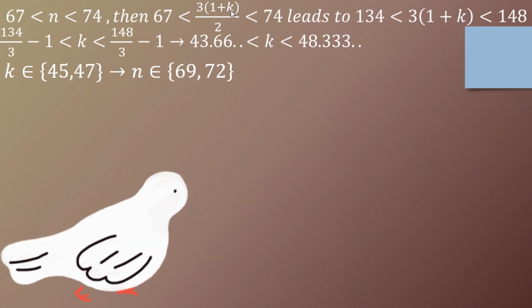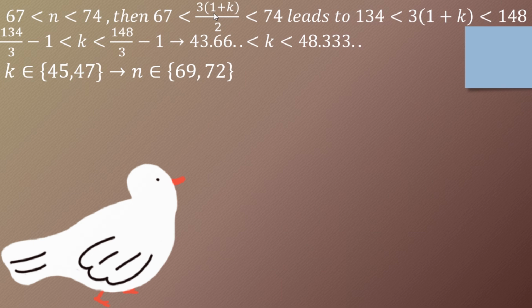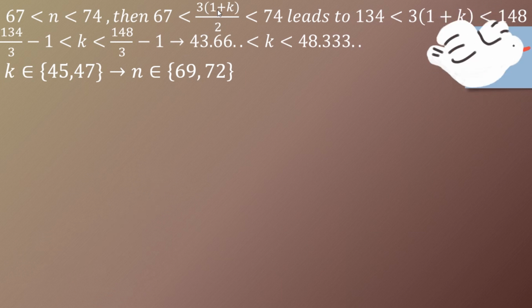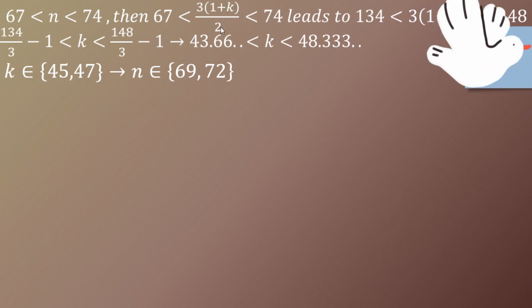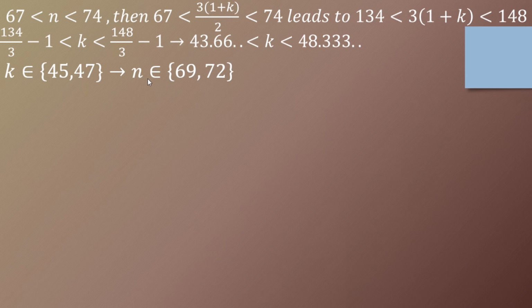If k is even, 1 plus k will be odd, so 1 plus k is not divisible by 2. We have to take the odd values of k. For odd k, k plus 1 will be even, divisible by 2. And n equals 69. If we substitute k, we calculate n.